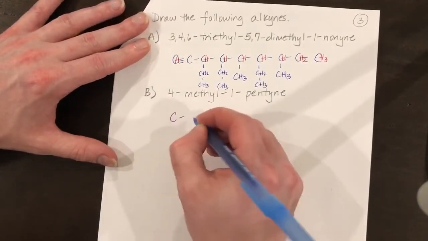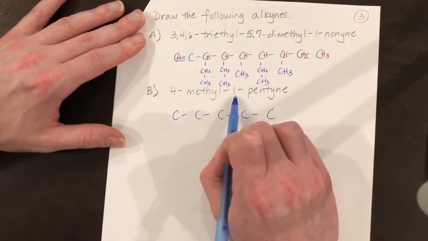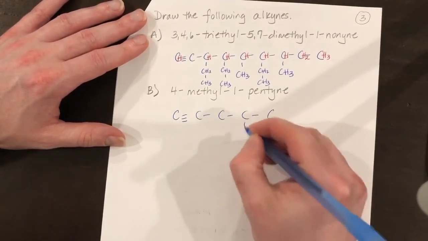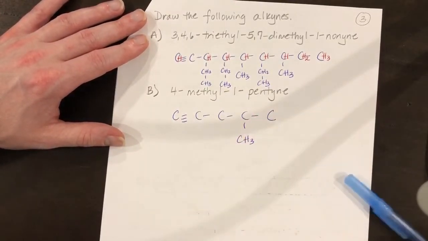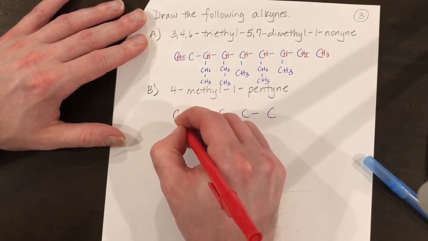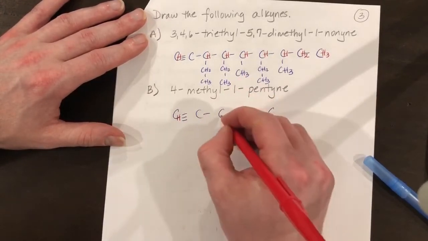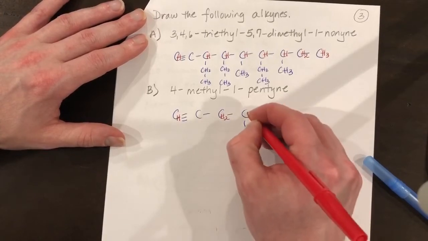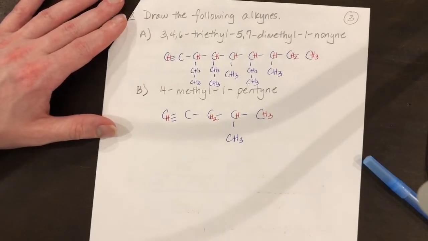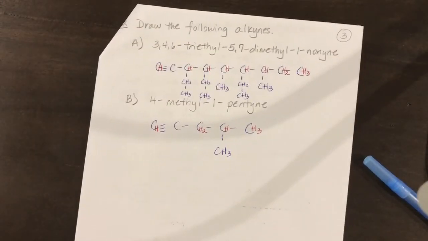Pentyne. 1, 2, 3, 4, and 5. Pent means 5. The triple bond's in the 1 position. And I have a methyl group coming off the 4th carbon. Like that. And we're going to fill in my hydrogens. This one has 3, so 4 minus 3 is 1. That has 4. 4 minus 4 is 0. 2, 1, and then 3 like that. So this is the end of the alkenes and alkynes practice problems.